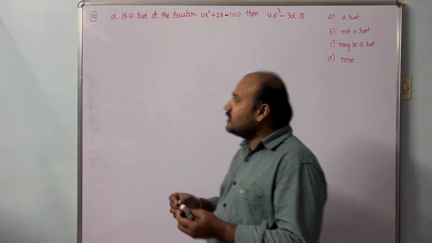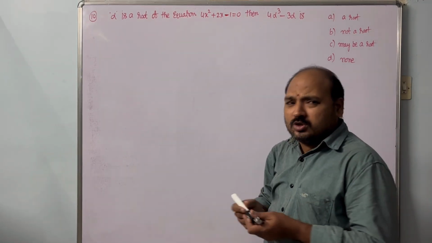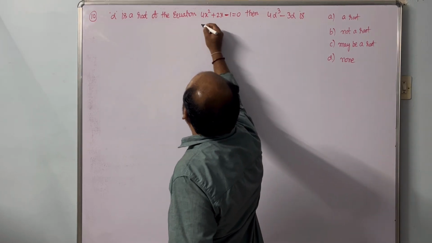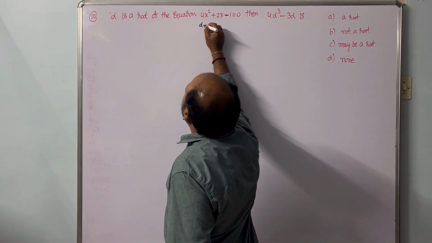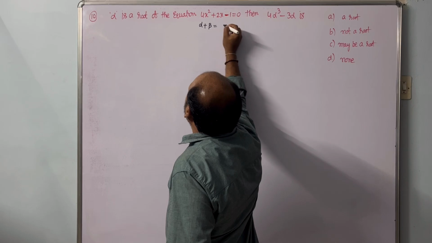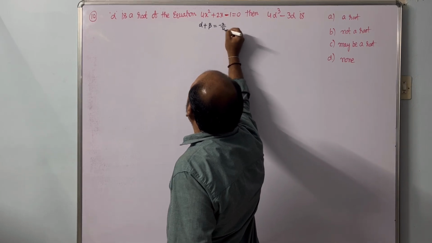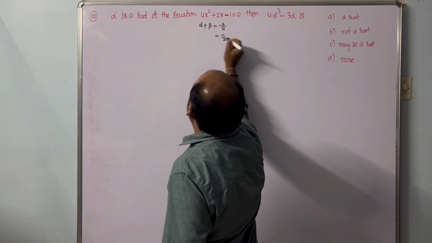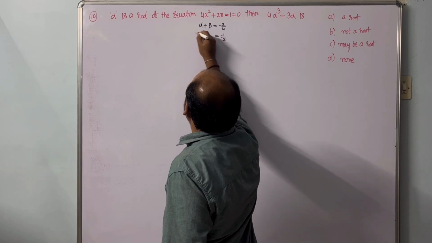Logically, it is given in the question. It is a quadratic equation, meaning 2 roots compulsory. So what roots am I taking? Alpha and beta are the roots. So alpha plus beta will become what? Minus b by a, minus 3 by 4, which is equal to minus 1 by 2. This is alpha plus beta, dear students.